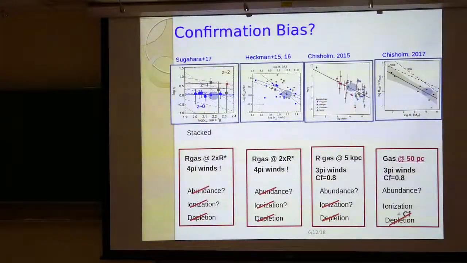I'm not going to go into too much detail, just to say that some of the work here, by doing more advanced ionization modeling, puts the wind at 50 parsecs. All the material in the blue-shifted line is 50 parsecs from the galaxy. And other people use 4 pi winds, and so on. So this is really something very difficult to do where we don't have a clear answer.